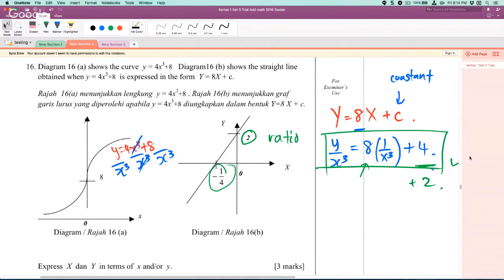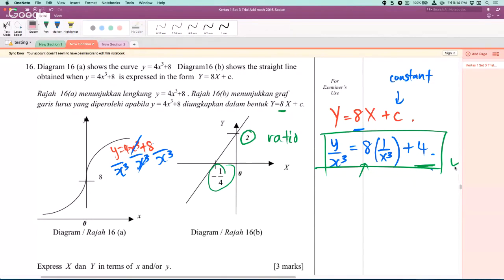8 equals 2 to the power of 3. Yeah, 8 is equal to 2 to the power of 3. Then you substitute it in. But the question tells you the 8 is the gradient, which means you cannot change it into 2 to the power of 3. If you change it, your gradient will become 2. So I guess something is wrong with this question, but it's fine. Let us just move on.